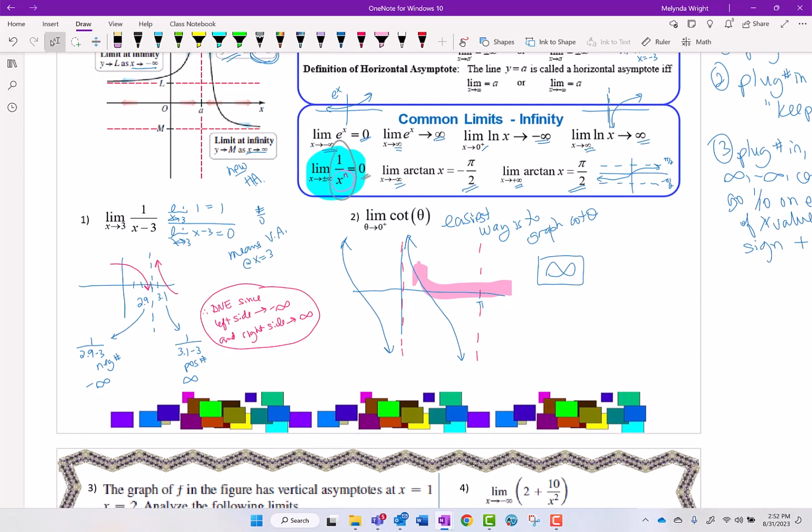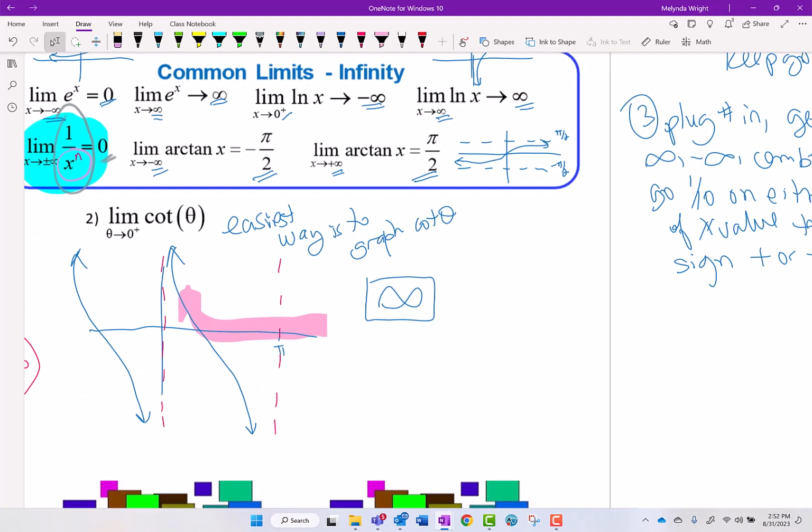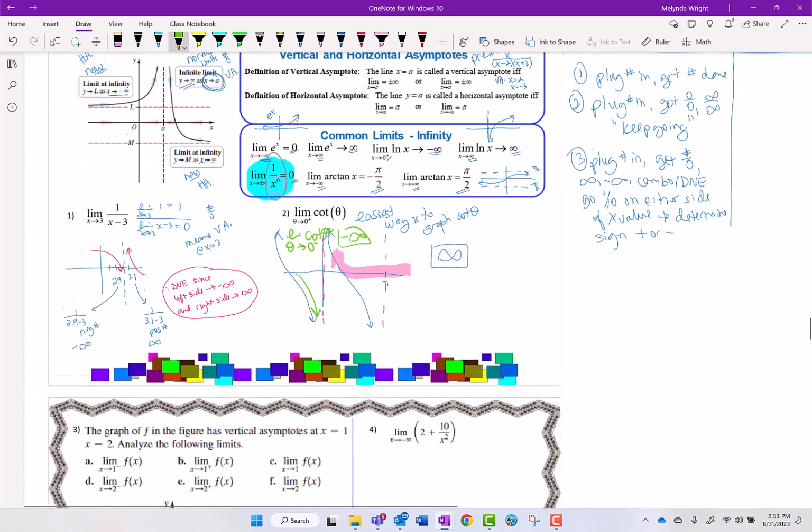What's an example of cotangent ending up negative? So if this had been the limit as theta approaches 0 from the left of cotangent, then this is where it would be going down. That answer would be negative infinity, because it's headed from the left, it's going down. Does that make sense? Yes. Okay, wonderful. All right, so let's go to our second page.